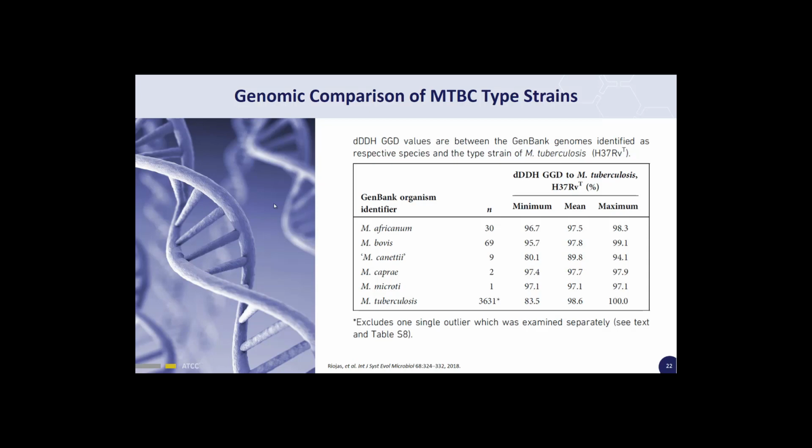You'll note, however, that there was one strain that was excluded from this analysis. When compared to H37Rv, the genome for this strain showed a DDDH value of 22.2% and an ANI value of 79.39%, indicating quite clearly that it is not Mycobacterium tuberculosis. So we examined this genome more closely by using DDDH to compare this strain to the type strains of all the other Mycobacterium species.